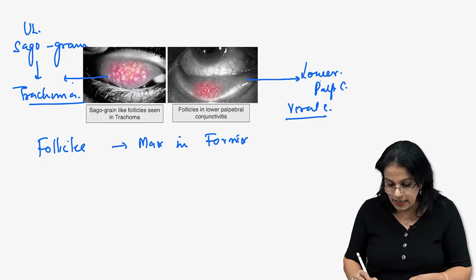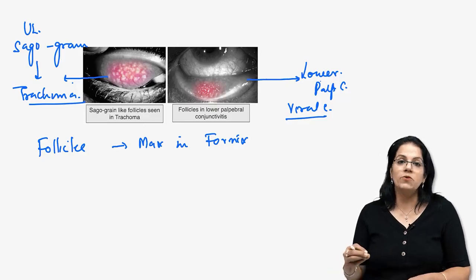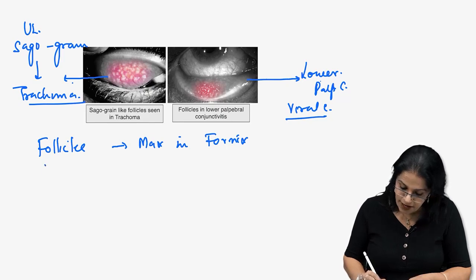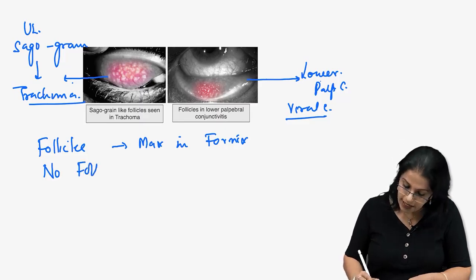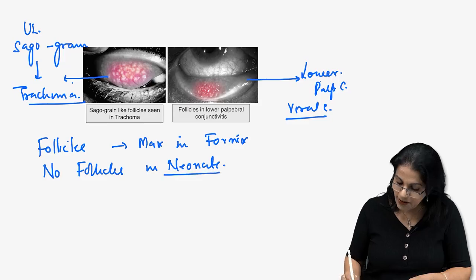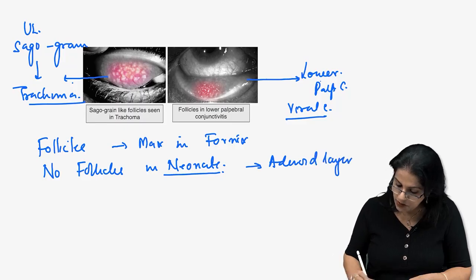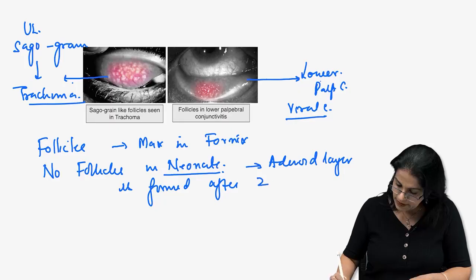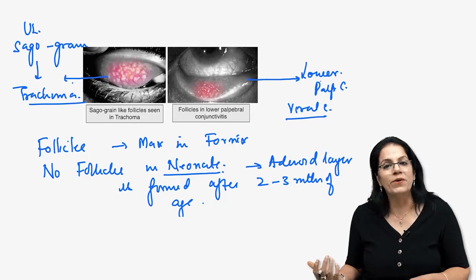Now, what happens? This adenoid layer is not formed in a newborn child. It forms only after 2 to 3 months. This is the clinical applied part that you should know, that there are no follicles formed in a neonate. In a newborn child, you don't get follicles. Why? Because the adenoid layer, please note down, is formed after 2 to 3 months of birth. And aggregation of lymphoid tissue is mainly in the adenoid layer.